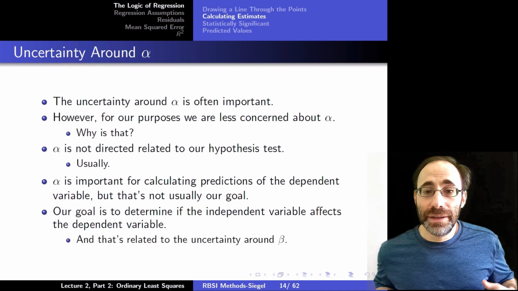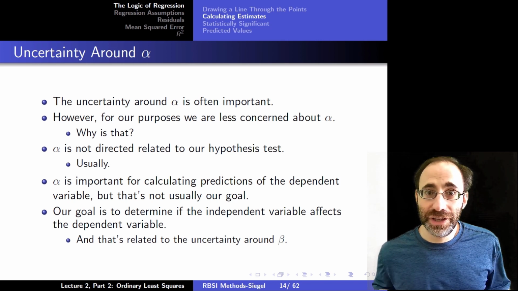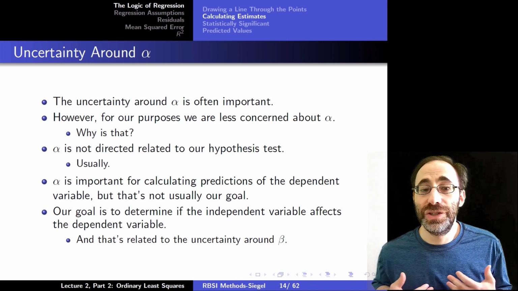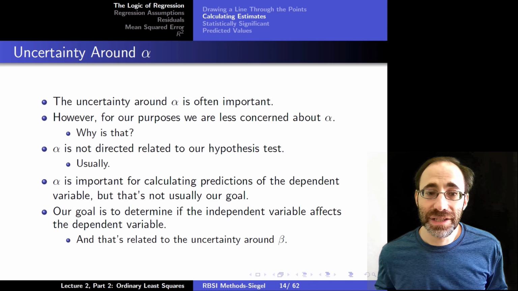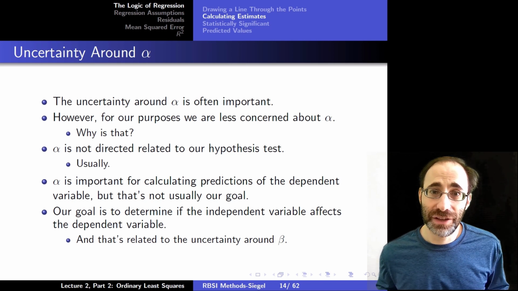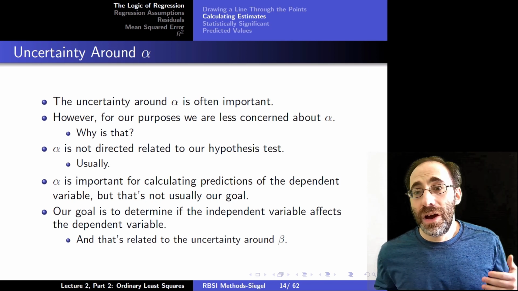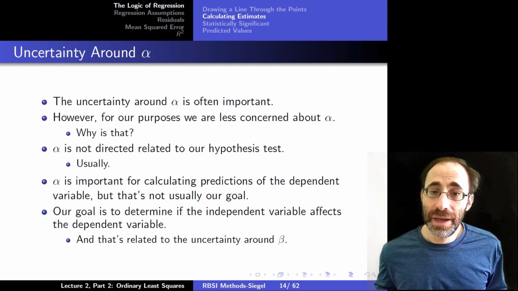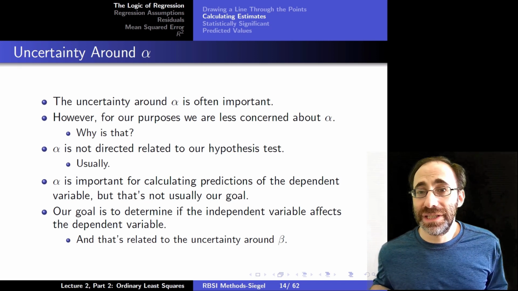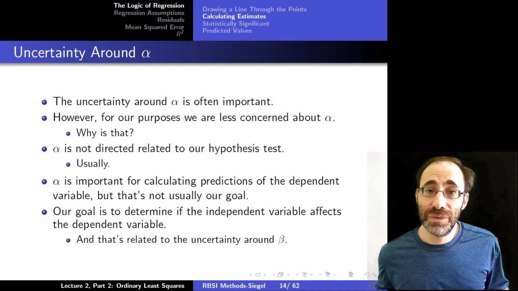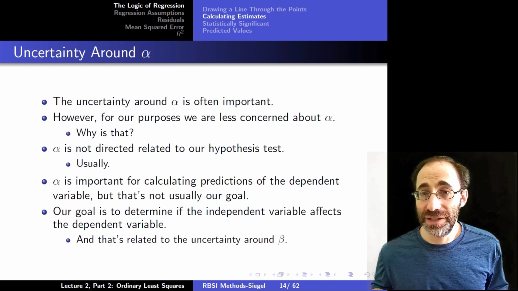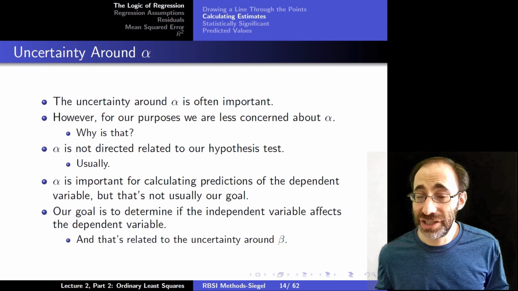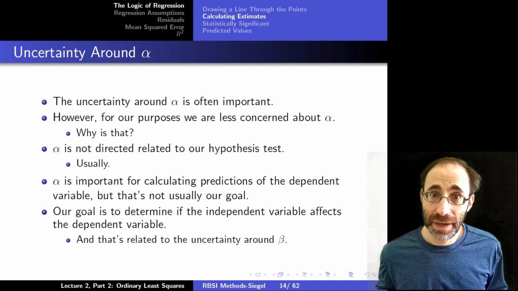Okay. Now, we might care about in general the uncertainty around alpha, but we often don't care about that as much. And the reason is alpha doesn't relate directly to our hypotheses. Our hypotheses are in general that some change in x leads to a change in y. Whether or not alpha is 7 or 412 doesn't really change the relationship between x and y, between a change in x and a change in y.